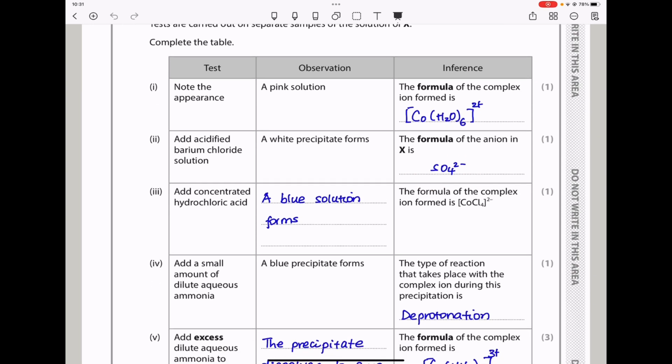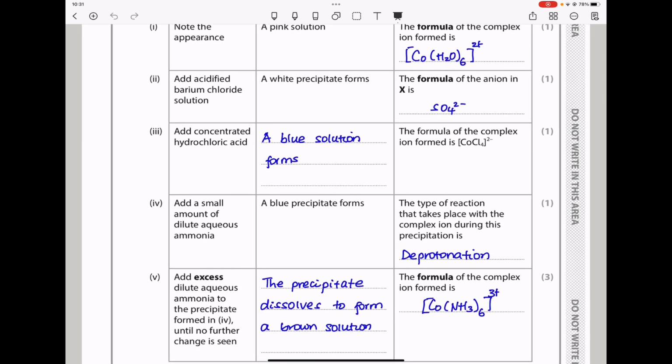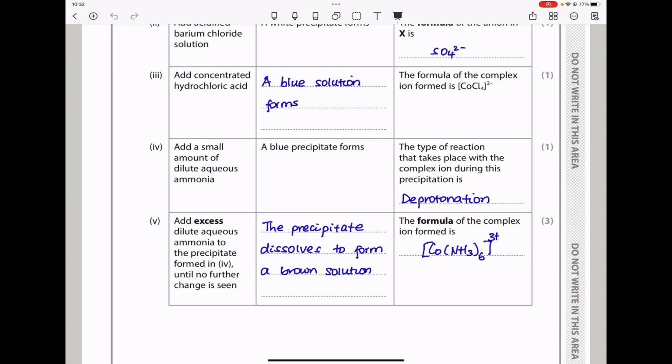The next part says add concentrated hydrochloric acid. When we add concentrated hydrochloric acid, a blue solution is going to be formed. The formula for the complex is that, because a blue solution is going to form. The next part, add a small amount of dilute aqueous ammonia, and then a blue precipitate forms. This is addition of a few drops of ammonia, and therefore the type of reaction that takes place is a deprotonation reaction.